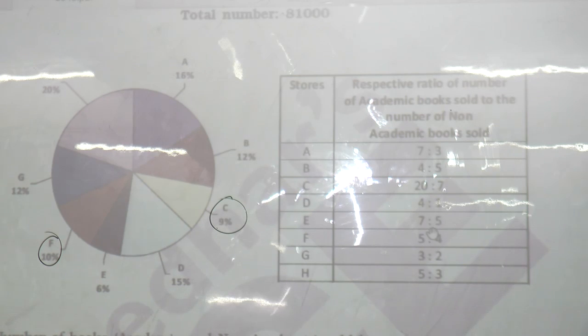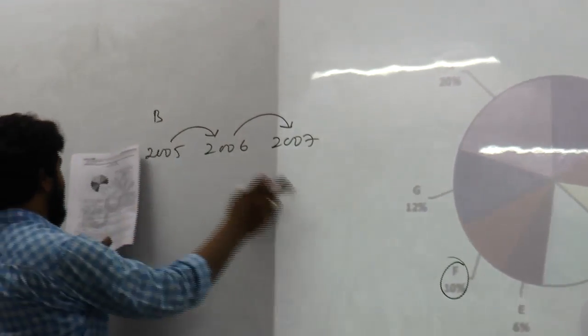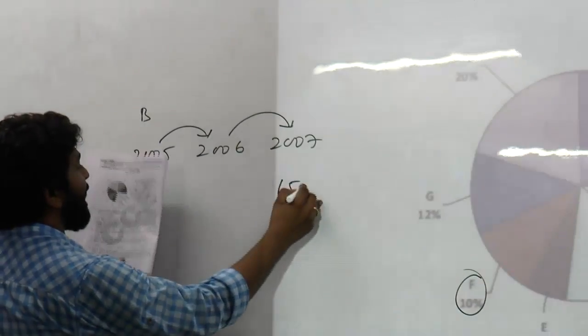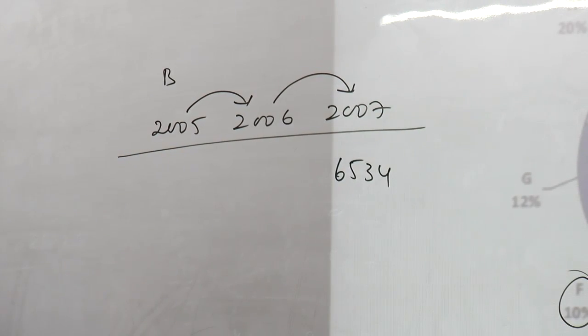This is for B, right? 2005, 2006, 2007. Whatever the percentage increase that we have from 2005 to 6, the same percentage we have in 2006 to 7. Non-academic books in 2007 for store B is given as 6534. And you are asked about how many books we have in 2006. This is about non-academic books.